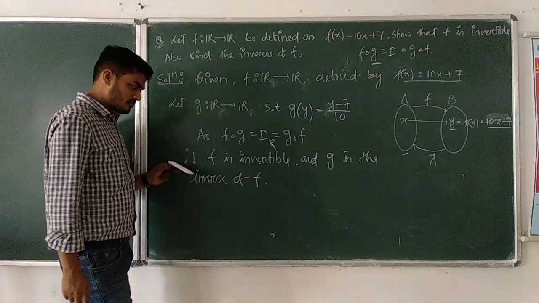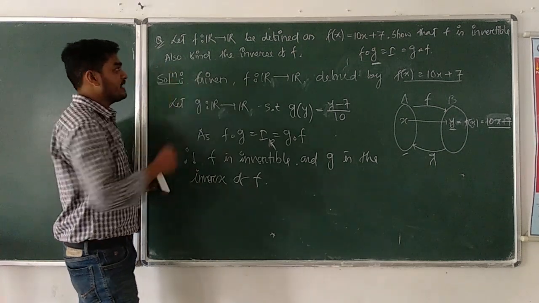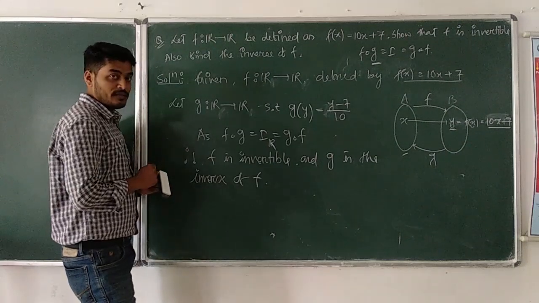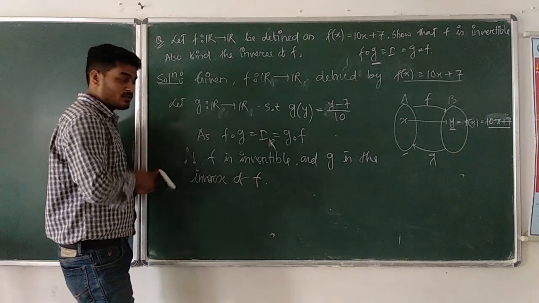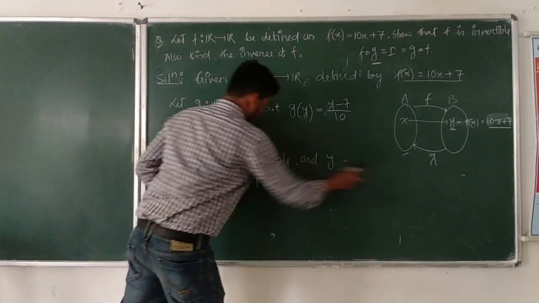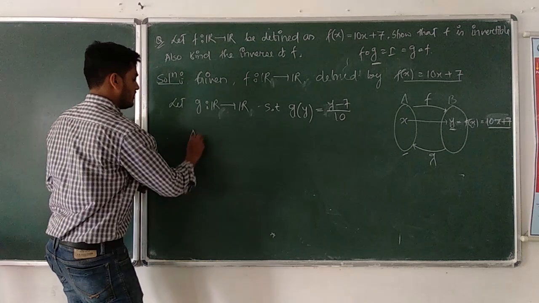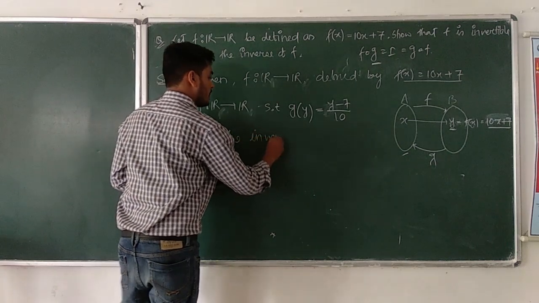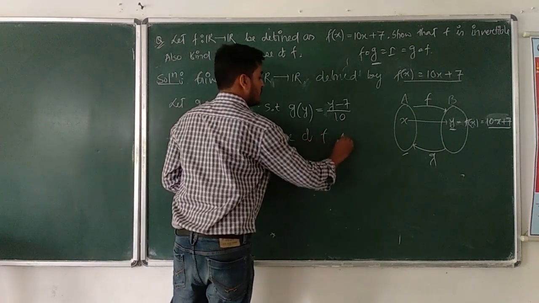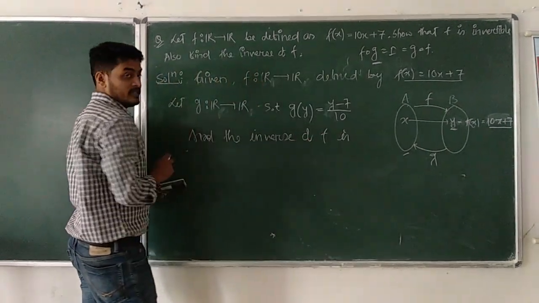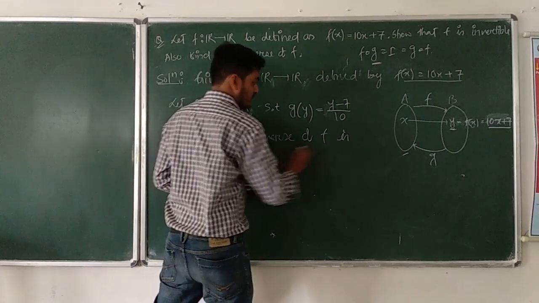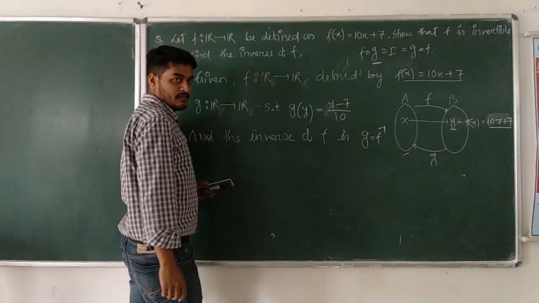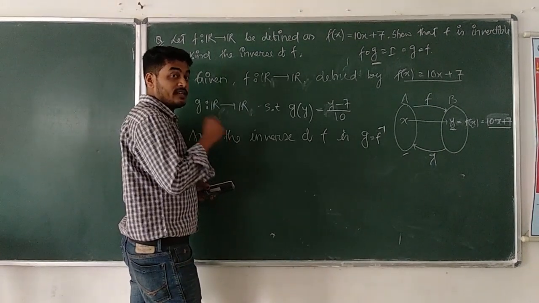Am I correct? And it is also given to find the inverse of f. You have to find it out. I think you have got my point. F is inversible and z is the inverse of f. What is the inverse of f? Z. That means inverse of f is z, that is z equal to f inverse. Am I correct? What is z? Z is the inverse of f.